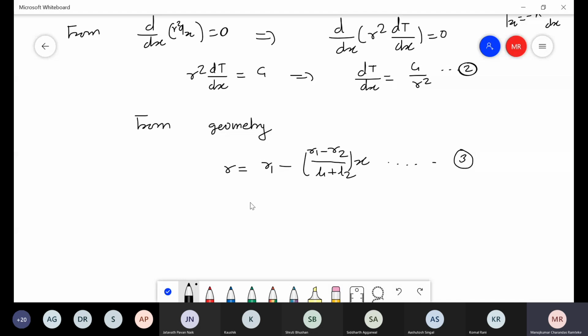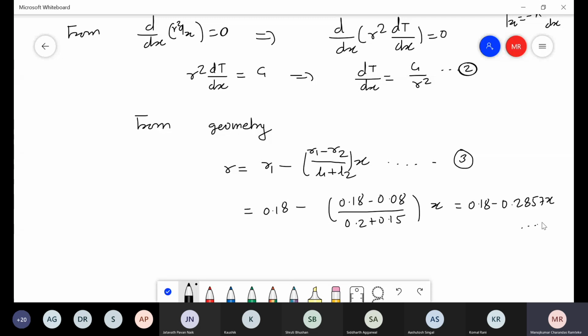So we can put all the values here. R1 is given as 0.18, so 0.18 minus 0.08 divided by 0.2 plus 0.15, into x. What we get from this is 0.18 minus 0.2857x. So just check whether this equation number 3 is correct or not.